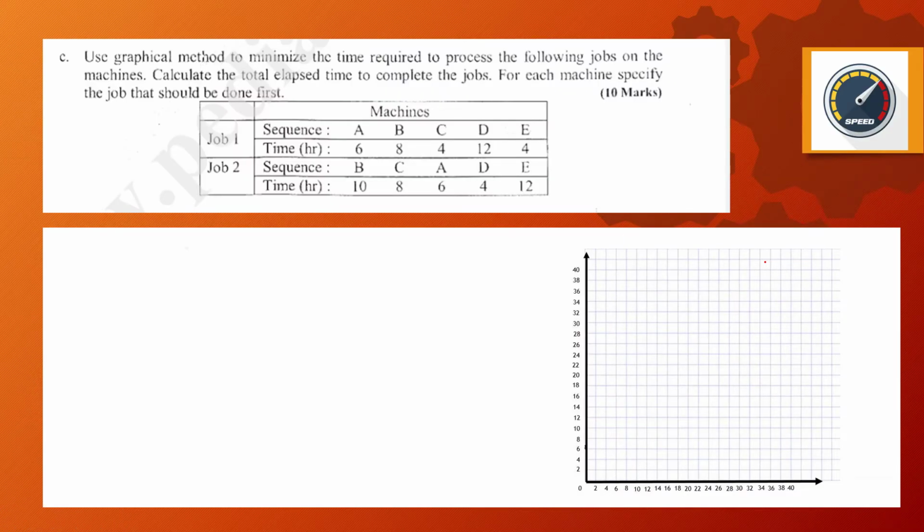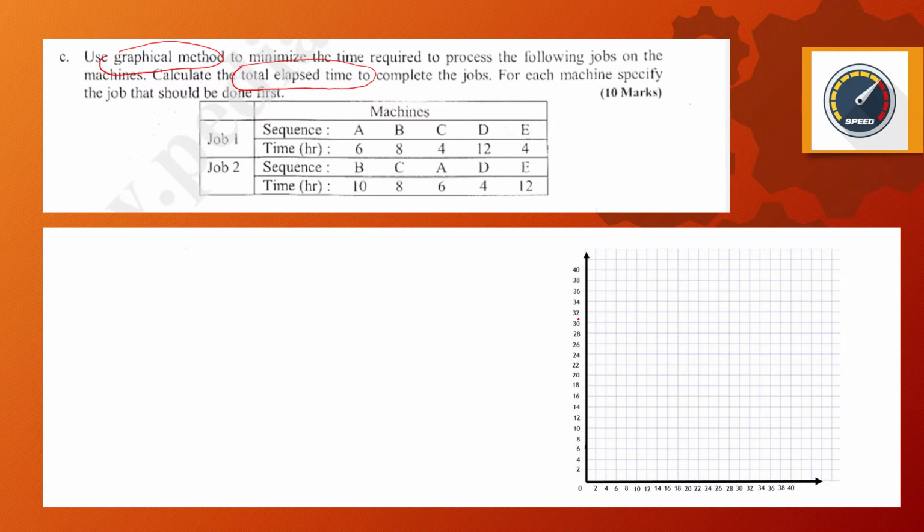So let us look into the problem which we are going to solve in this video. Use a graphical method. They will mention that we need to use the graphical method to minimize the time required to process the following jobs on the machines. So calculate the total time elapsed, which is the sum of processing time and idle time. This will be the same for both job 1 and job 2.